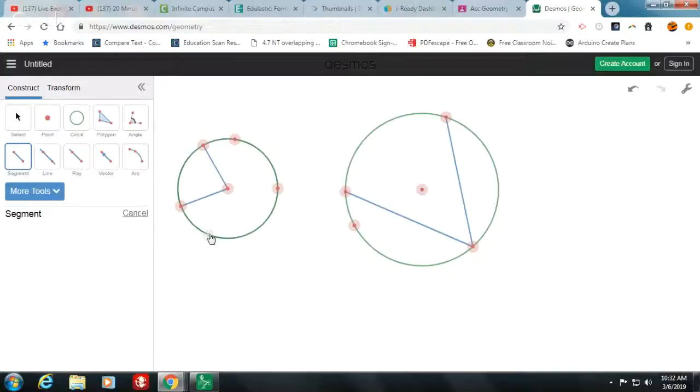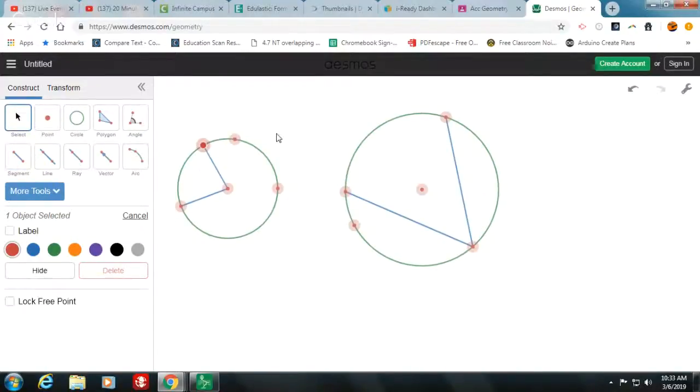Anybody know what this angle is called? That is a central angle. Why is it a central angle? Because the angle is in the center of the circle. But would it be 360? No. Look up here. This is a central angle because the angle is in the center. This is not inscribed. This is not what we're talking about.